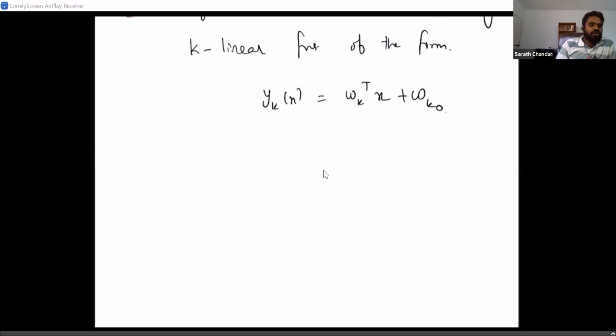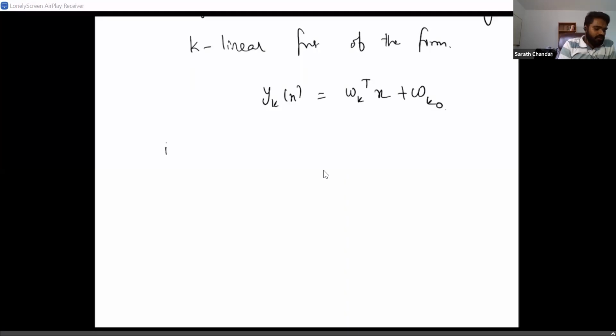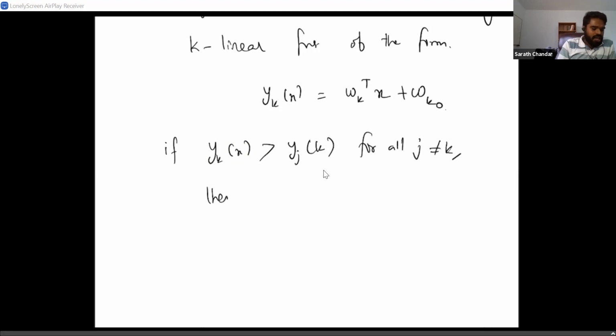The way in which I'm going to do classification is, if yk of x is greater than yj of x for all j not equal to k, then x belongs to class Ck. This is a bit different from the previous two classifiers. In this case, I generate k different y values and see which one of them is the largest, and that is the class for this particular x.